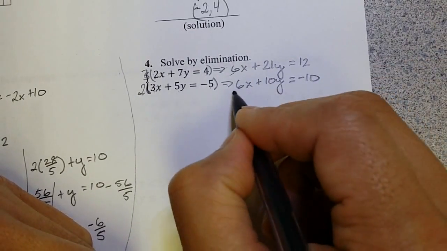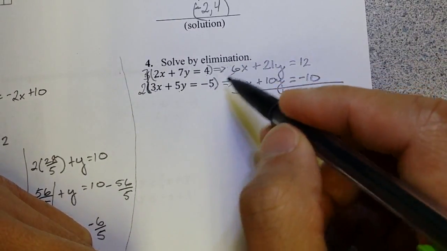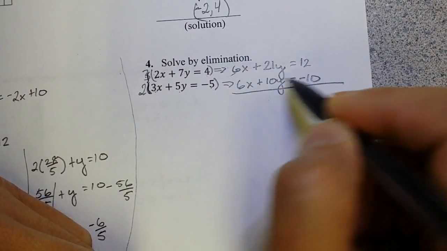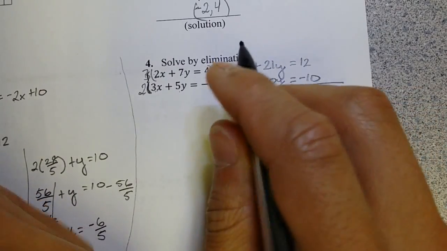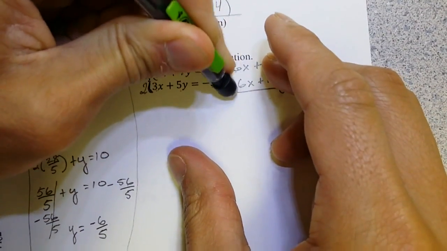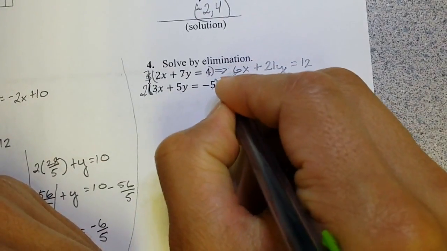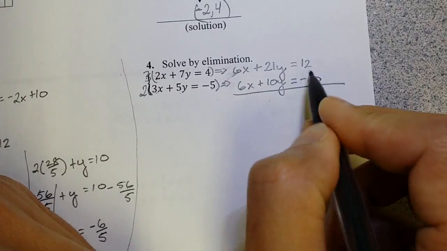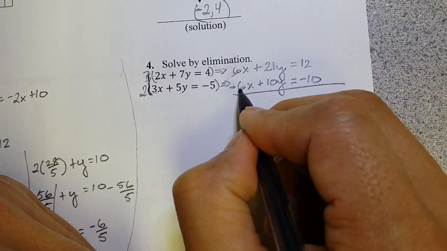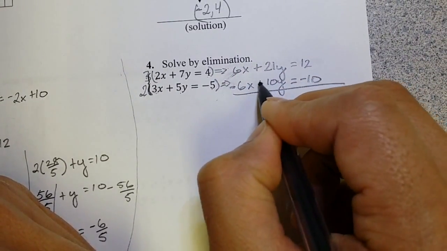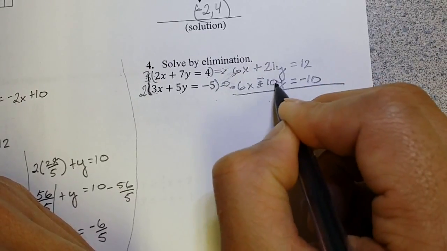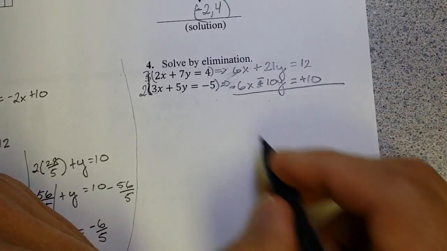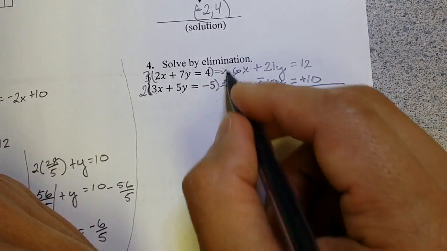Now, I know I told you guys to subtract, but some people are getting confused. So the first step you should do is basically change the sign of every term. This becomes a negative 6x. This becomes a negative 10y. This becomes a positive 10. Now just add them together.